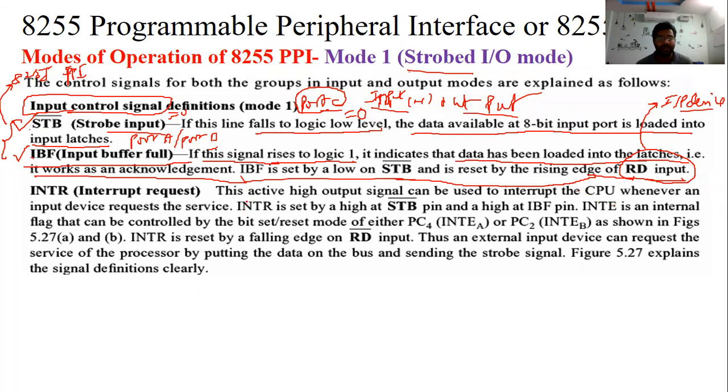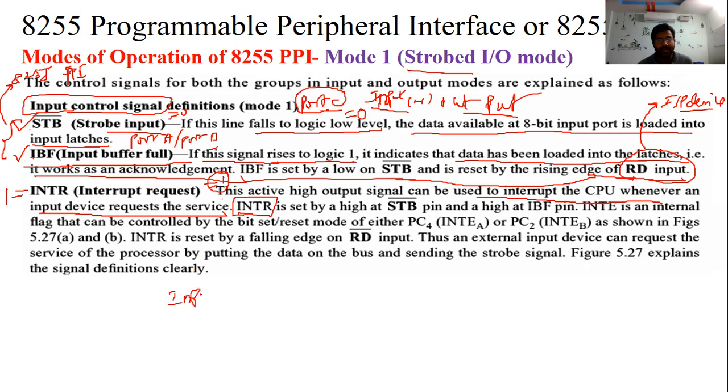And interrupt request. This interrupt request in this case is generated. Now see this: if this is equal to 1, because there is no bar on it, so this is 1. This will be used by the CPU whenever an input device requests the service. Why is this interrupt request generated? Because an input device requests service.